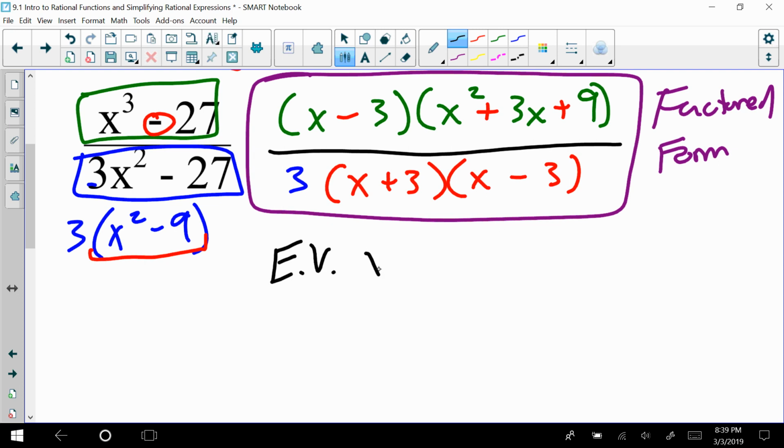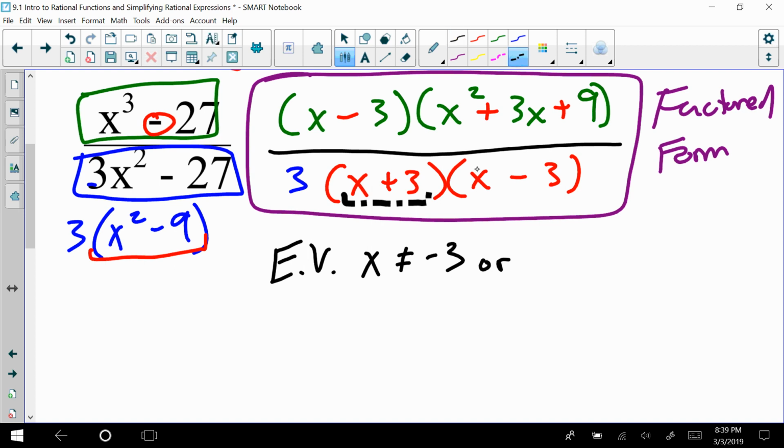Okay? So x cannot be... What makes the bottom 0? Well, here I'd have to try to tackle this very first one, right? I'm looking at just this right here. Okay, what can x not be? Well, a -3 would make that bad.